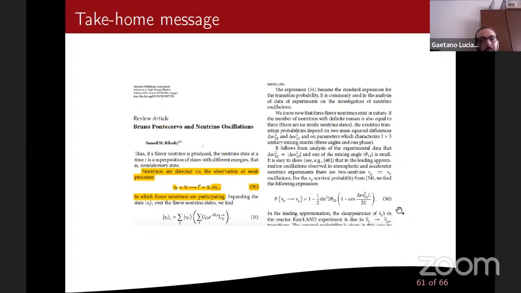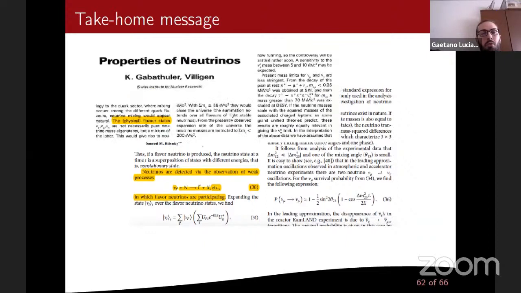Okay, just some final slides, to show you that such a result is also supported by other papers in the literature. For instance, here, this is a recent review by Bilenky, who is one of the main collaborators of Pontecorvo, who put in this process the flavored neutrinos. Are the flavored neutrinos which participate in interaction. So the flavored neutrinos are the only neutrinos that we can detect, not massive neutrinos, but flavored neutrinos.